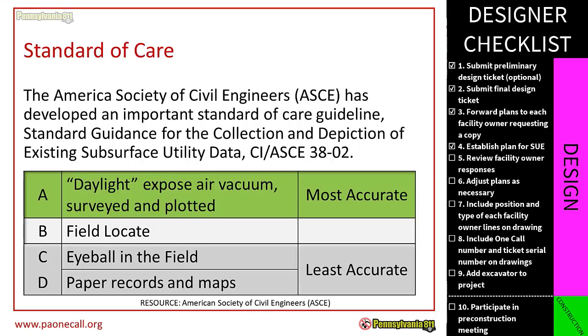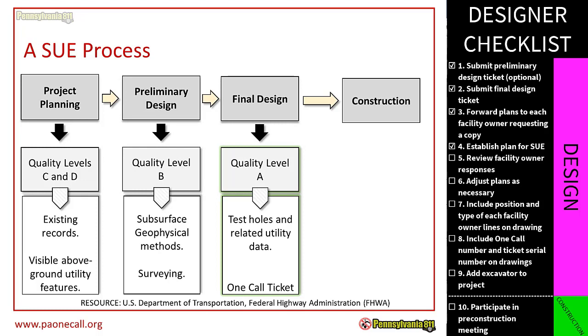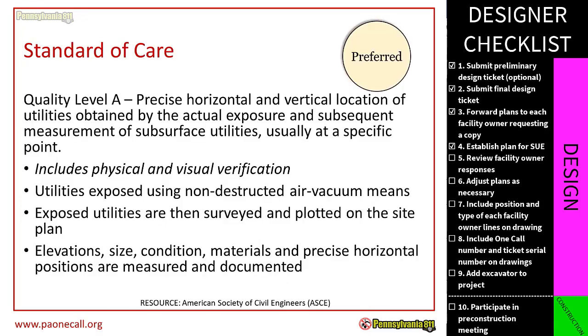The American Society of Civil Engineers has established 4 quality levels, ranging from least accurate to most accurate. Levels C and D, eyeballs in the field and paper records and maps, are ideal for the planning phase. During the preliminary design phase, we'll be using quality level B, field locating. This is where I'll bring in my own private locator to survey the work site. In our final design phase, we'll use level A, the most accurate standard of care. We'll be using soft excavation techniques like air vacuuming to create test holes, daylight those facilities, and determine their exact locations.